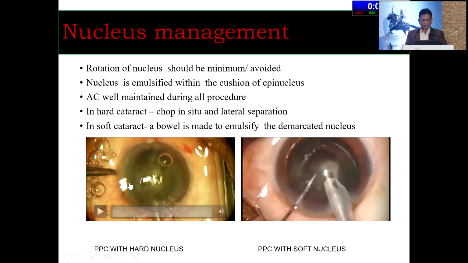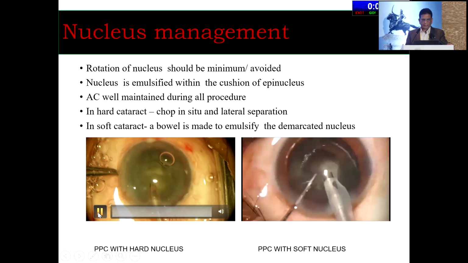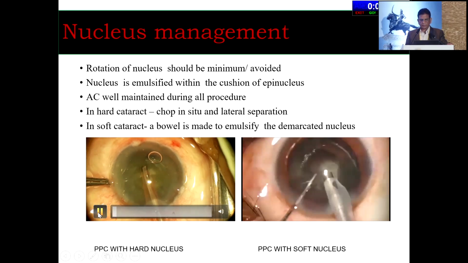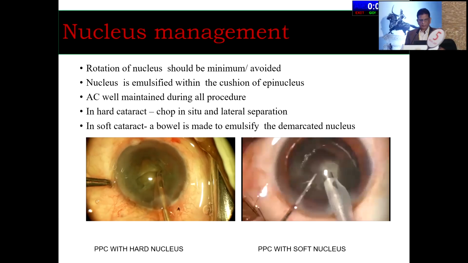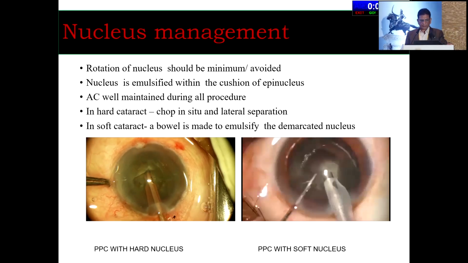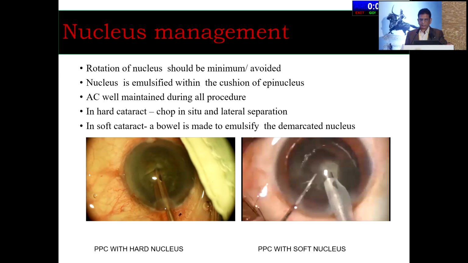If it is a hard nucleus, then there should not be any rotation of the nucleus, and the nucleus is emulsified within the cushion of the epinucleus. AC well maintained during all the procedure. In hard cataract, chop in situ and lateral separation is my choice.